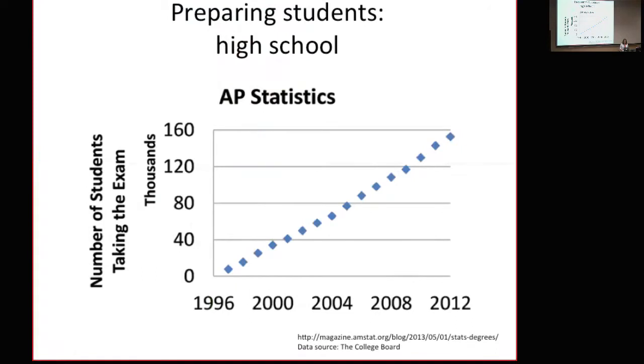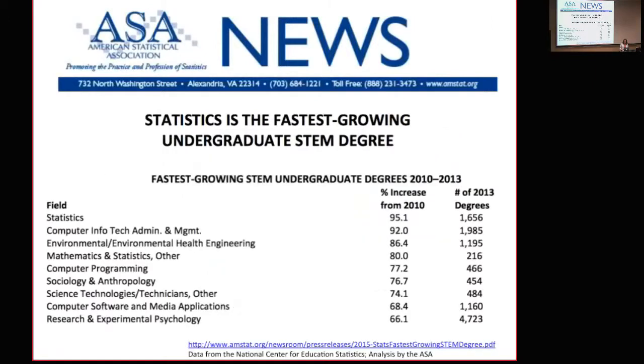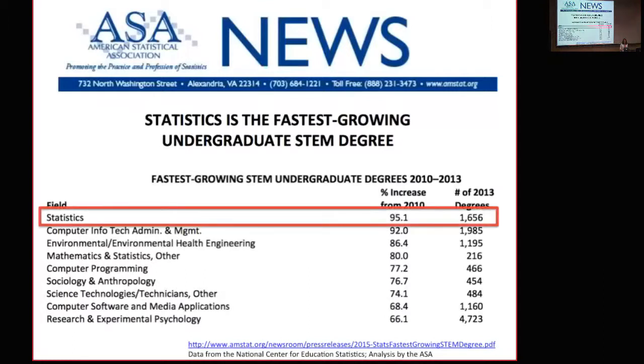Well, the number of students in high school taking AP statistics courses has risen steadily since 1997. And for undergraduates, the American Statistical Association just put out a study 2 weeks ago, I believe, on February 3rd, reporting that statistics is the fastest growing undergraduate STEM degree from 2010 to 2013. So statistics is very relevant right now.